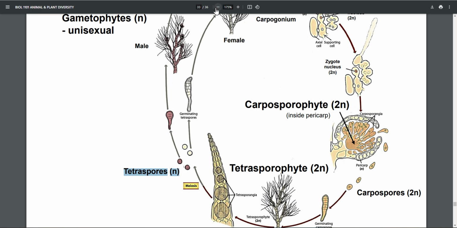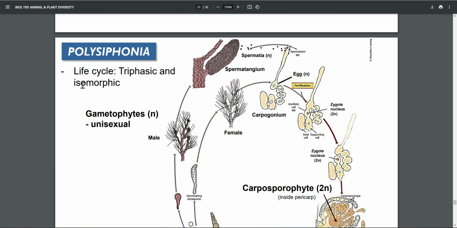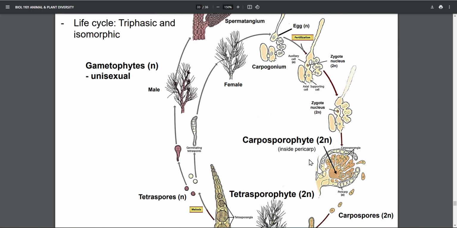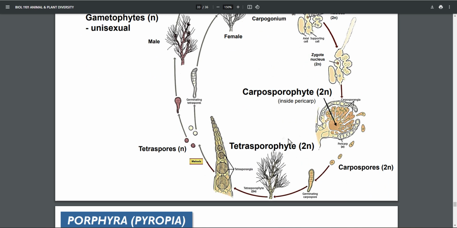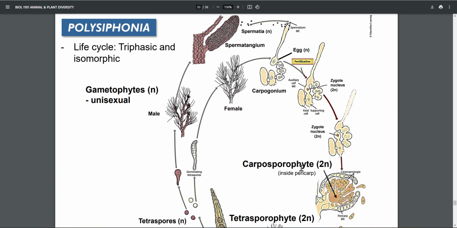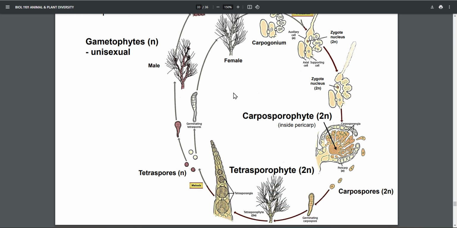So, this type, Polysiphonia, is isomorphic. The male, female, and the sporophyte look the same. Ignore the carposporophyte. You don't need to care about that when you consider isomorphic or heteromorphic.